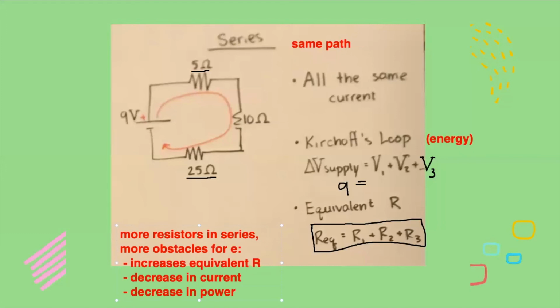As a check to make sure you've done your equivalent resistances correctly, in series, because adding more obstacles makes it more difficult, I'm expecting an equivalent resistance larger than the largest resistance, larger than 25. So when I plug this into my calculator, I'm expecting some number larger than 25 for equivalent resistance in series.